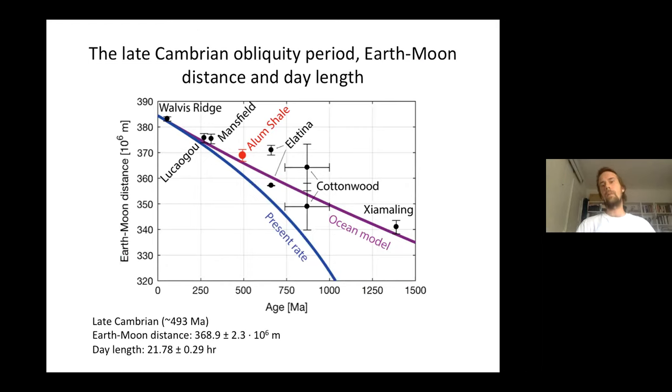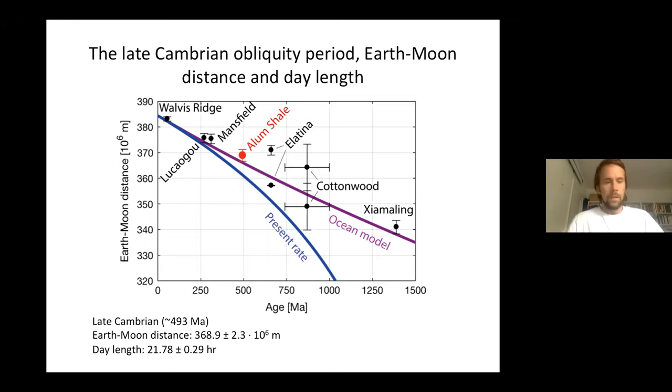So using this result, we could calculate the late Cambrian Earth-Moon distance to be 368.9 thousand kilometers away from Earth during the late Cambrian. And this result also matches with other observations. It has this trend of the moon moving away from the Earth. This also matches with the ocean model, which is a theoretical prediction of the moon's evolution, which is nice. And then we calculated the day length to be 21.78 hours per day. This also matches with the fossil data, where you can obtain the day length by counting days per year from fossils that have daily growth bands that modulate annually.